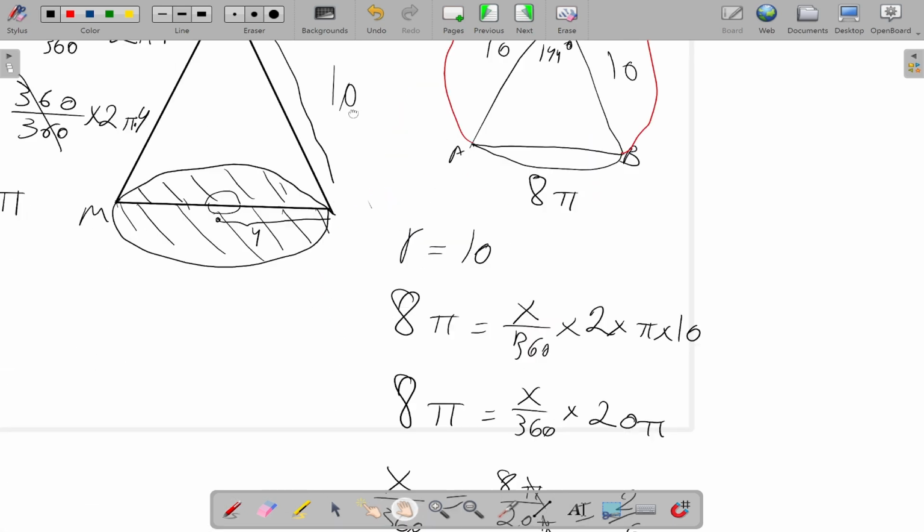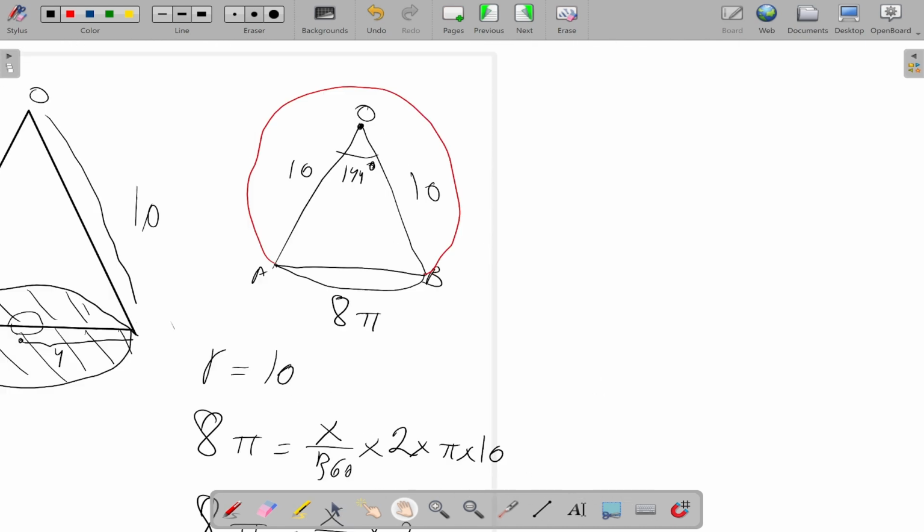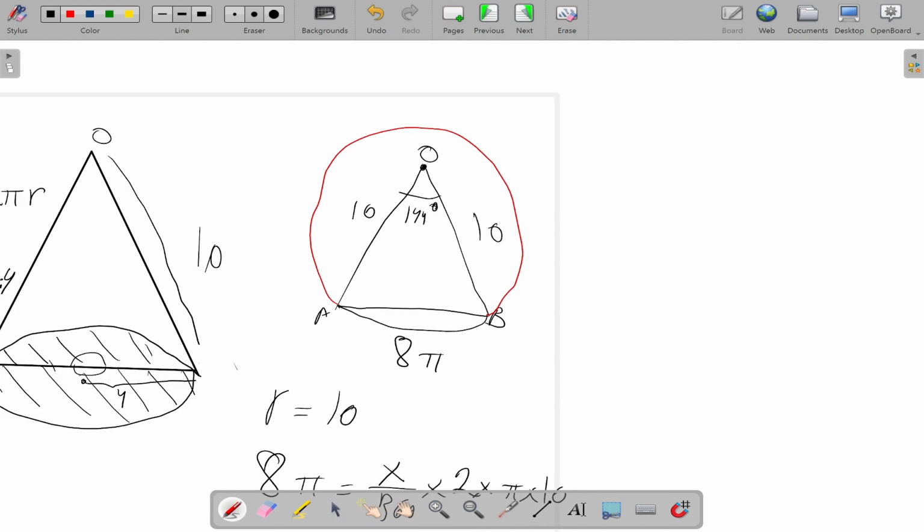Now part B, they're asking for the area of the shaded region. Let me just draw the shaded region in general. This is the shaded region, right here. This is our shaded region, the one shaded in blue.